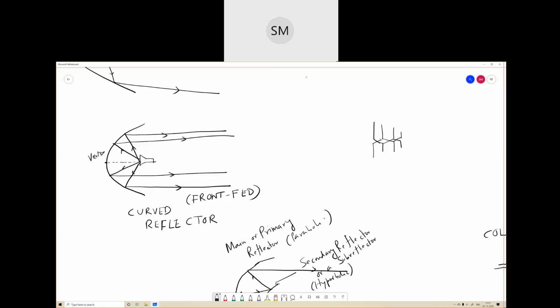What will be the problem now if we have a log periodic antenna as the feed? What will be the problem?